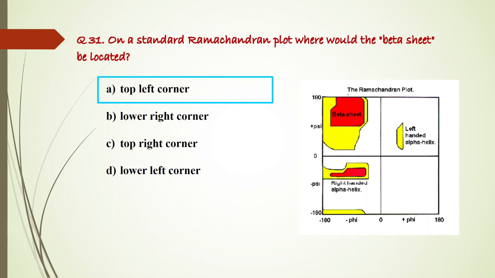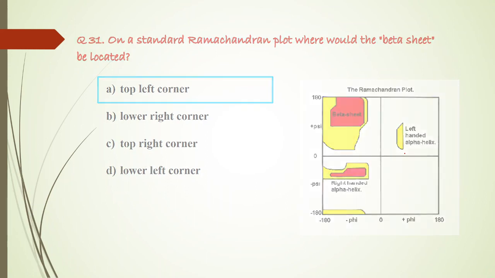There are only three things: beta sheets, the right-handed alpha helix stated here, and the rare form of left-handed alpha helix, which can sometimes be found around these angles. Okay, so I will not spend much time on it.